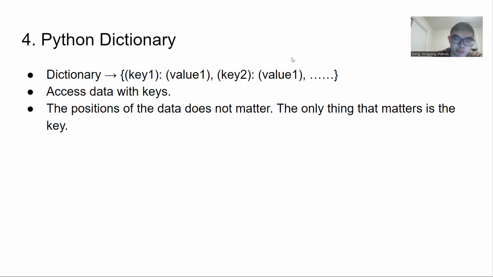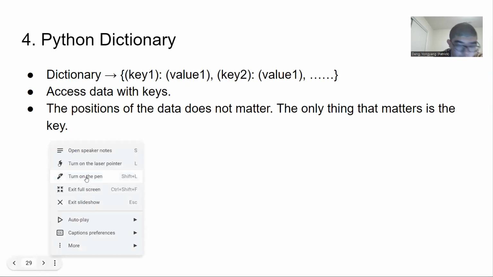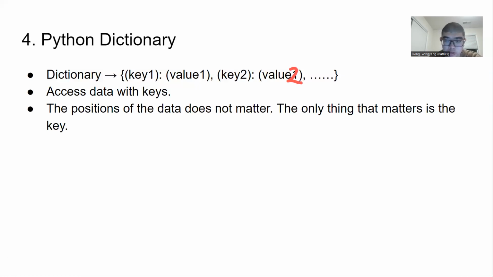Suppose I have key two, value two at the front and key one, value one at the back. Let's check it. When I want to find out value one, I do not use position. I just use the key, so that I can access it no matter where it is in the dictionary.